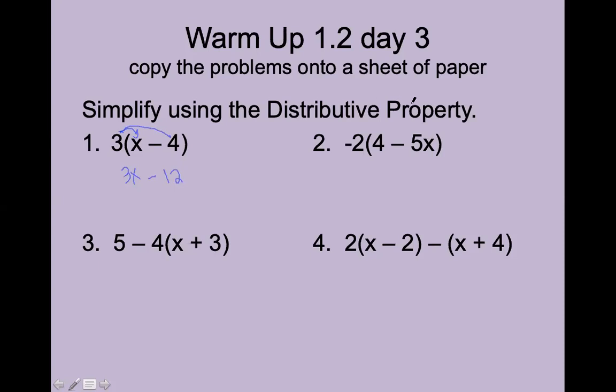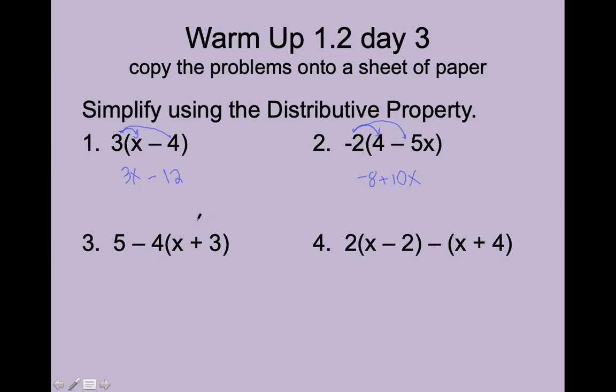All right, let's look at number 2. This time we're distributing in -2. Remember, the negative goes with this 2. So -2 times 4 is a -8. -2 times a -5x, a negative times a negative results in a positive. 2 times 5 is 10x.